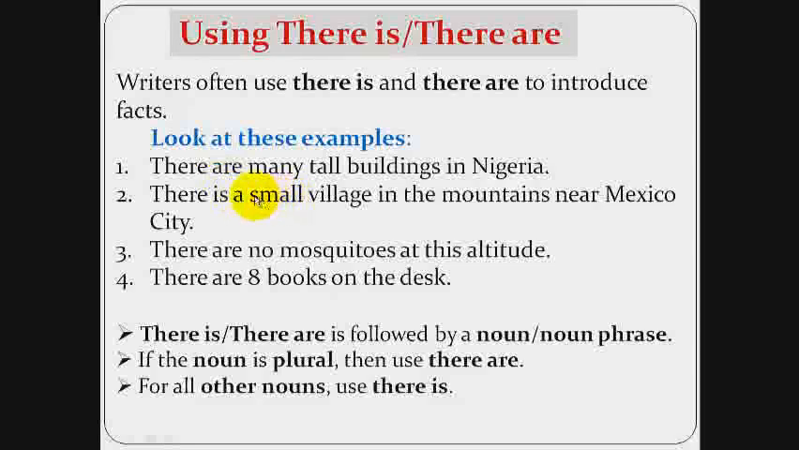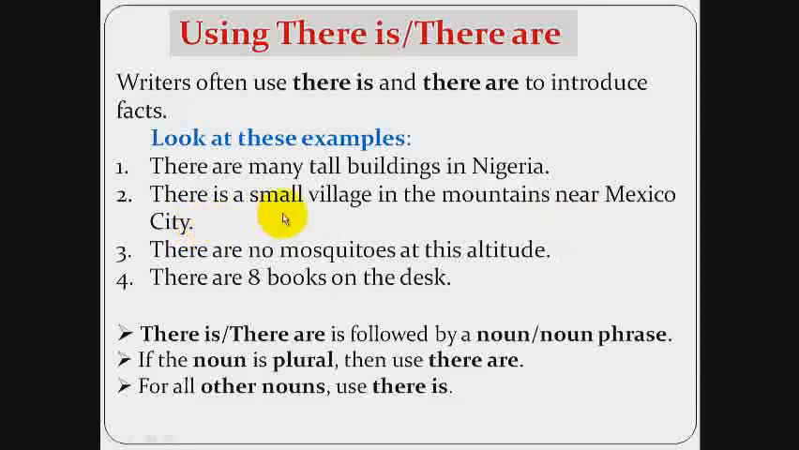Now in here I have example 2. Look at example 2. There is a small village. In here I have an article. The article always comes before singular nouns. So in here we have a singular noun. And in this one should be what? It must be there is. Because there is used for singular nouns. So there is a small village in the mountains near Mexico City.